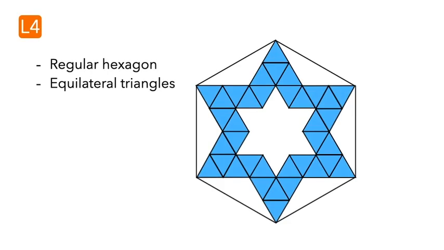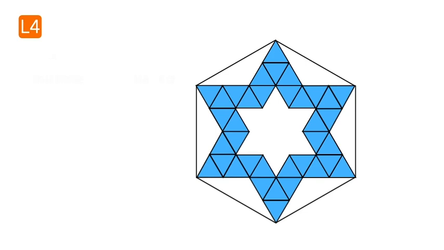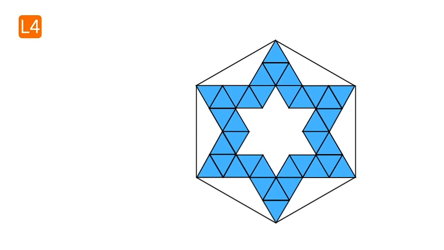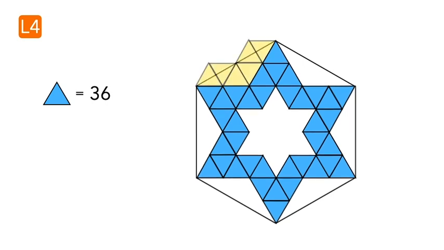But let's move on to a few more challenging examples of level 4 problems. So here we have a regular hexagon around the outside and this star shape which has been made from equilateral triangles. And the question we want to answer is, what fraction of the area of the big hexagon has been shaded blue? To do this one, I'd first start by counting up the number of triangles, which is 36. And now I'm worried about these extra little bits here.